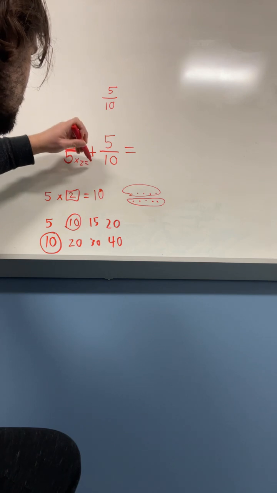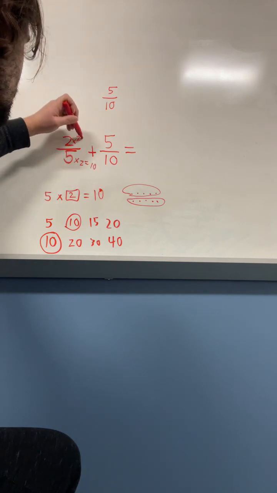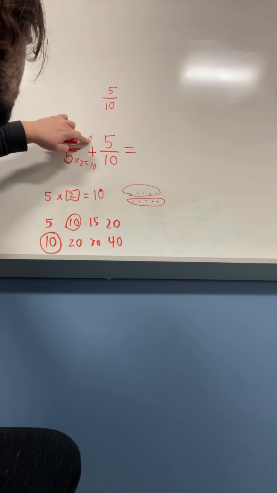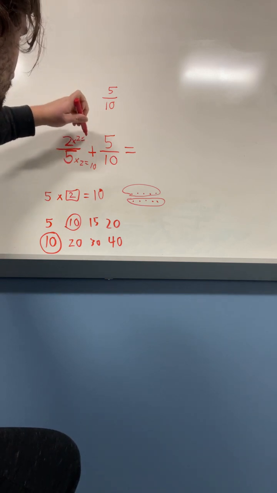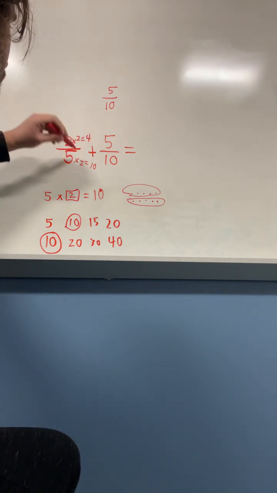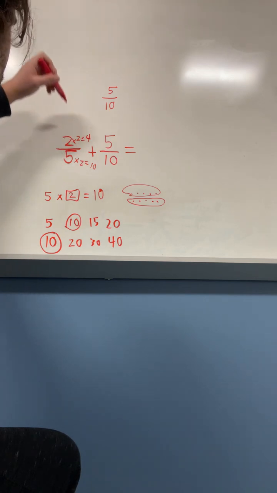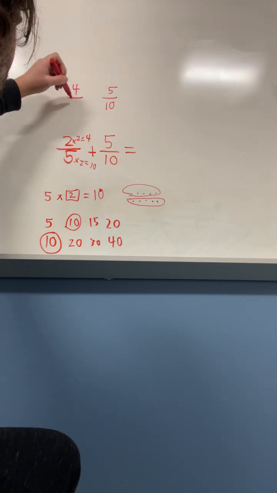So 5 times 2 equals 10. 2 times 2 equals 4. So there we have it. 2/5 is equivalent to 4 tenths.